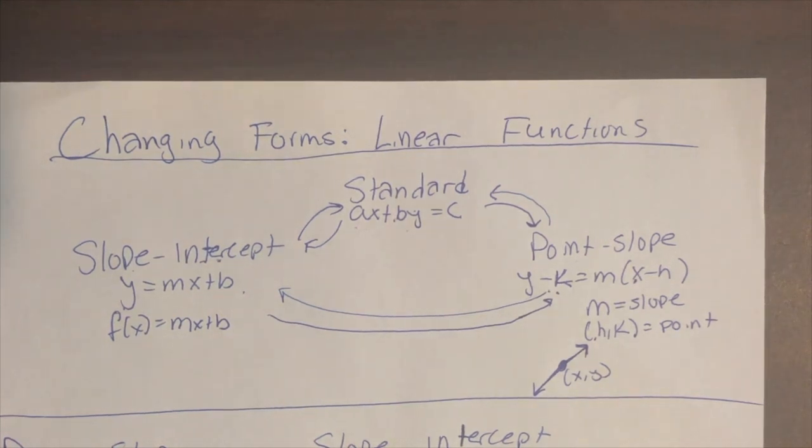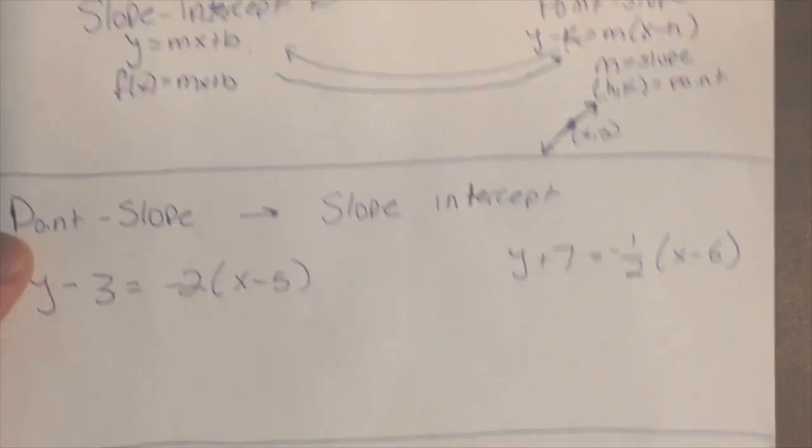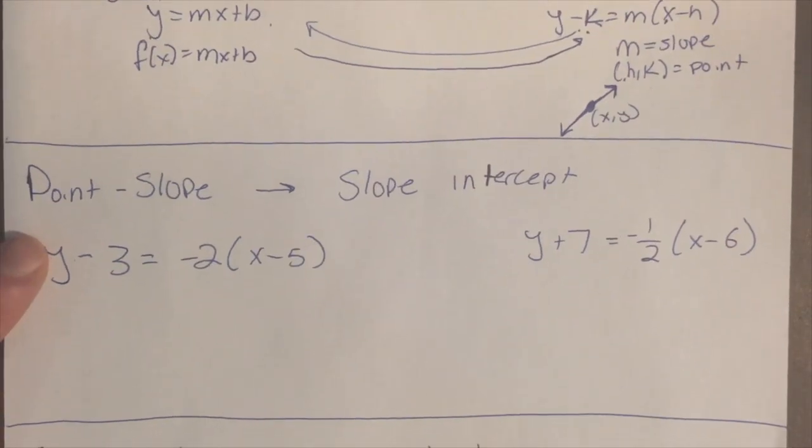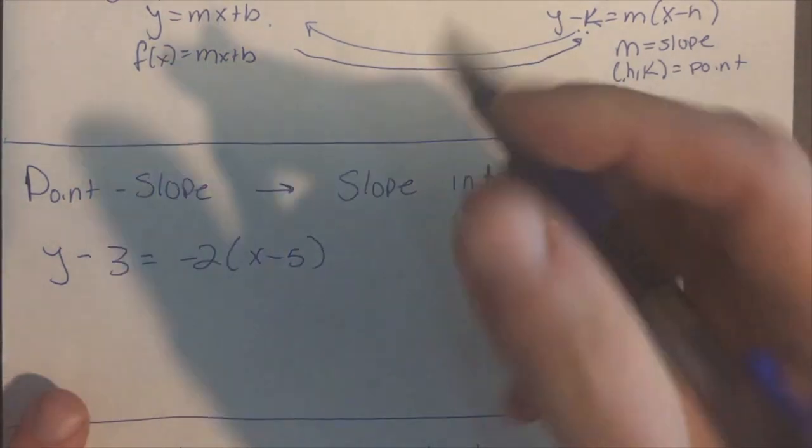So what I'll do is I'll give you an example of a problem, and then you guys will have an opportunity to try one on your own. And then at the end, I'll give you a little challenge that I hope that you can try out for me. All right, so here we go. First one is point slope to slope-intercept. So what I'm going to do is I'm going to take point slope form, and I'm going to need to make it look like this.